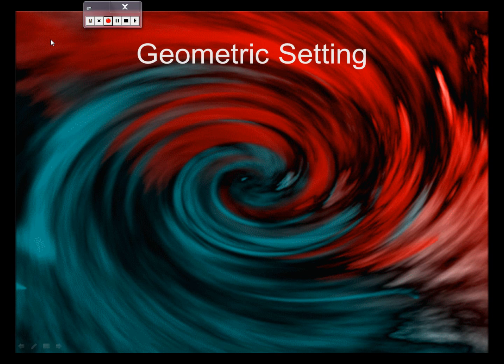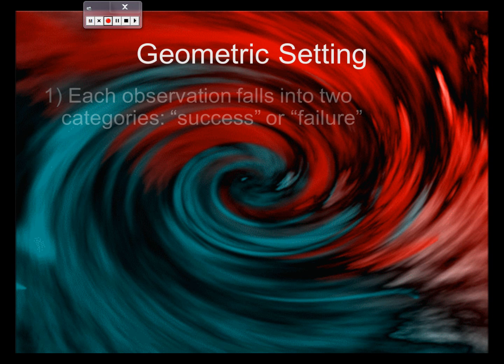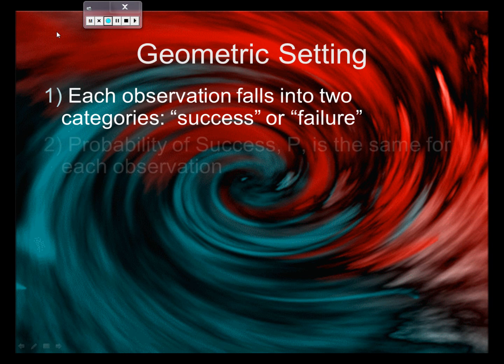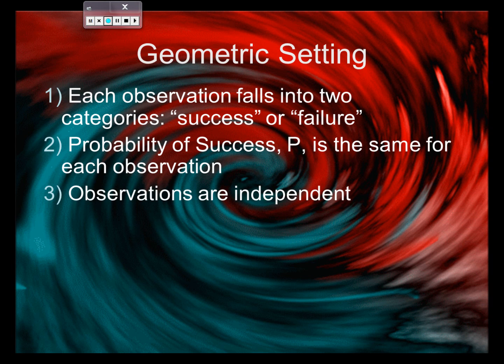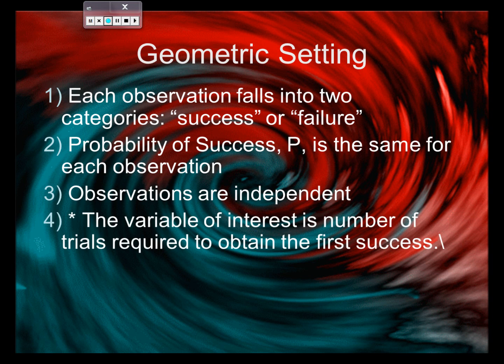Here are the properties of a geometric setting. Similar to binomial settings, we have success or failure. One of 2 things must occur. The probability for success is the same for every observation. Observations are independent. That means one outcome does not influence the probability of the next outcome. And here's where they're different. The 4th property: I'm now interested in continuing over and over until I see my first success.